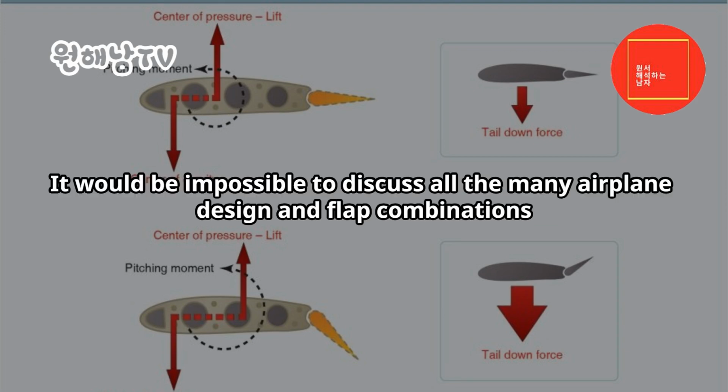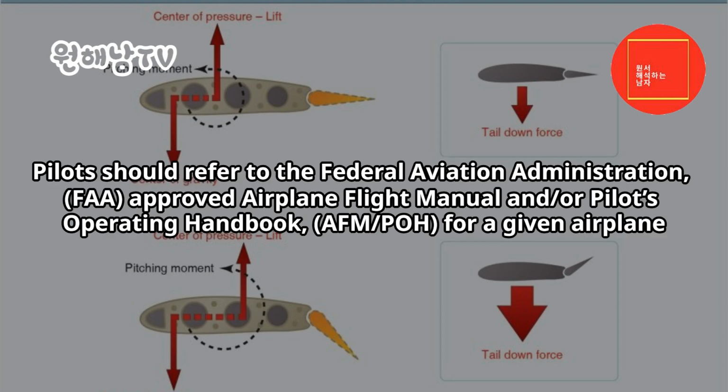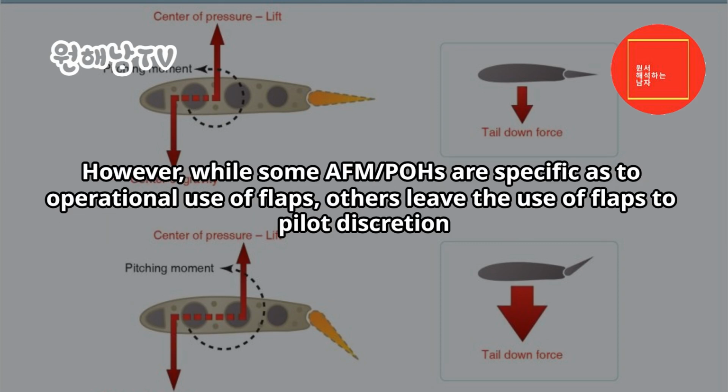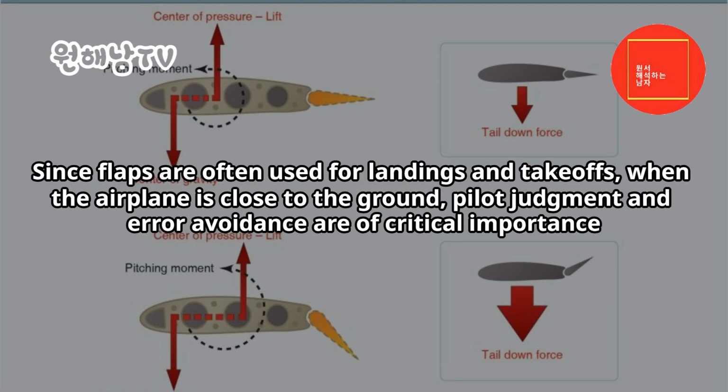Operational procedures. It would be impossible to discuss all the many airplane design and flap combinations. Pilots should refer to the Federal Aviation Administration FAA-approved Airplane Flight Manual and/or Pilot's Operating Handbook, AFM/POH, for a given airplane. However, while some AFM/POHs are specific as to operational use of flaps, others leave the use of flaps to pilot discretion. Since flaps are often used for landings and takeoffs, when the airplane is close to the ground, pilot judgment and error avoidance are of critical importance.